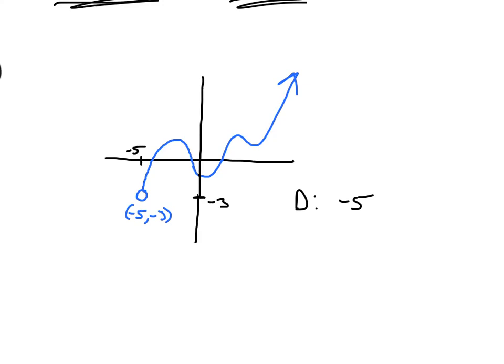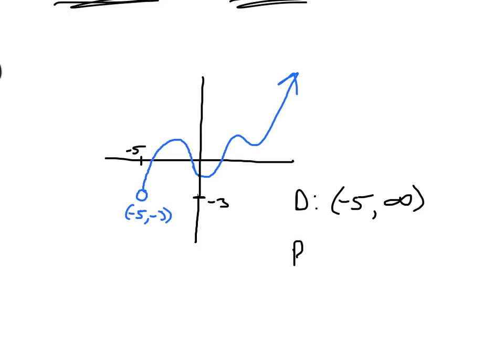But can the value actually be -5? No, because there's an open circle at that point. That means it could be -4.999999999, but it can't be -5. Okay? Everything up to -5, but not including -5. So we use a parenthesis. And then how about the biggest number we can get? Infinity. It goes on forever in the x direction. So we go up to infinity.